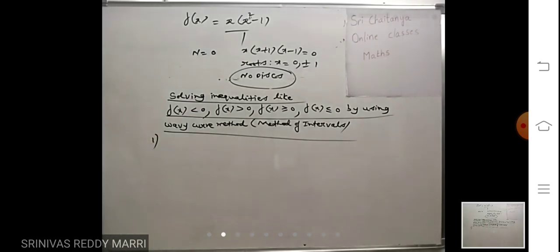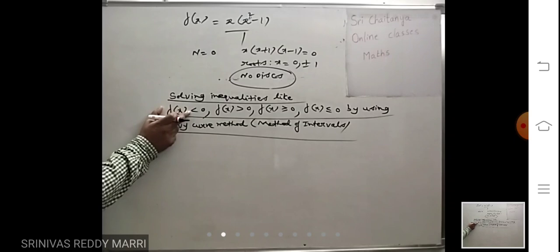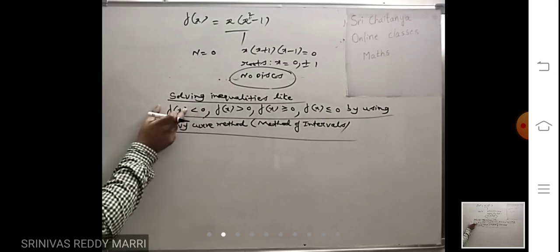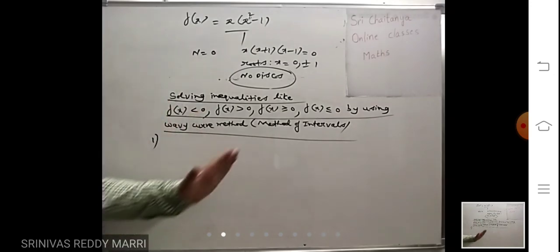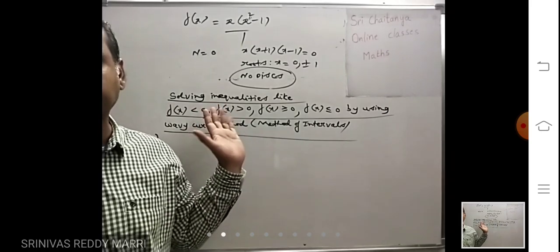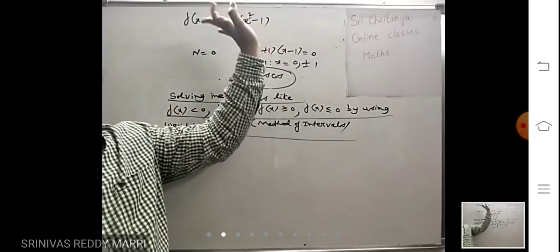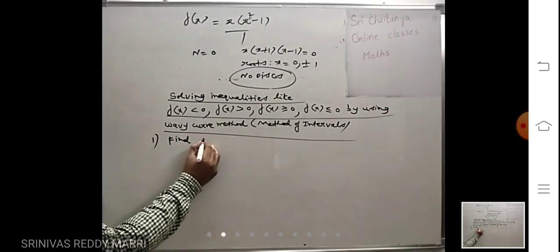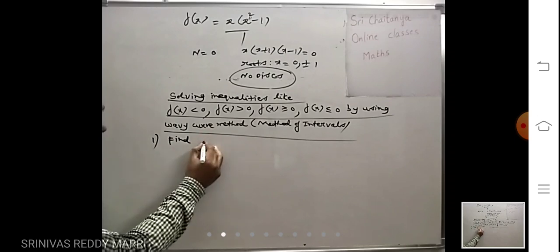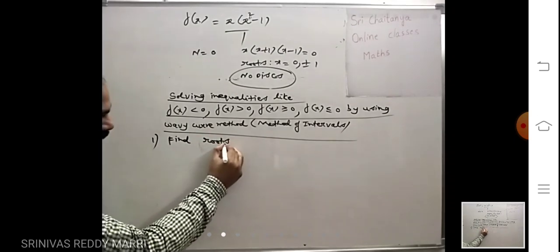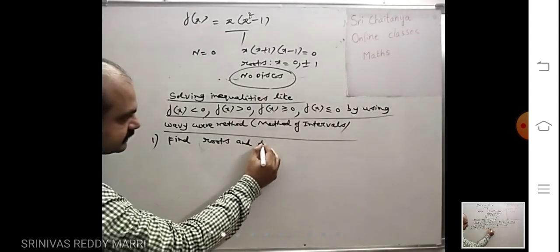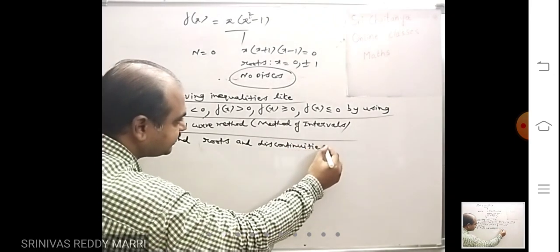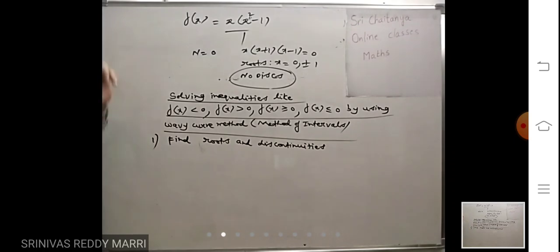Number 1, first step. Whatever the left hand side is, that is f of x, like f of x less than 0 with 0 on the other side. Always, whatever is on the left hand side, we take as f of x. First point is to find roots and discontinuities. Note down. In between, don't raise your hands. After the explanation, you can ask, because I want to write the points and then explain.